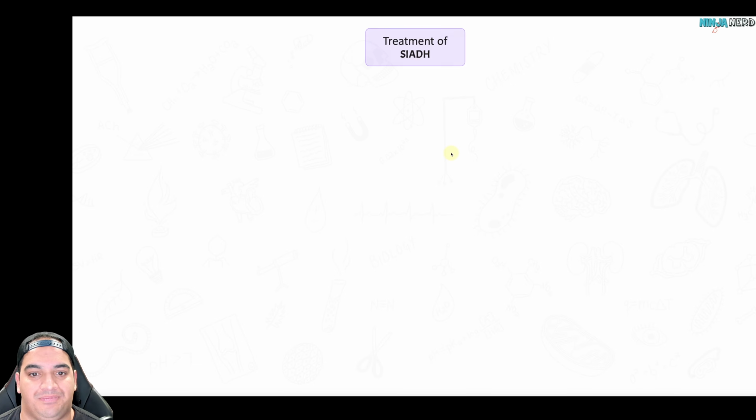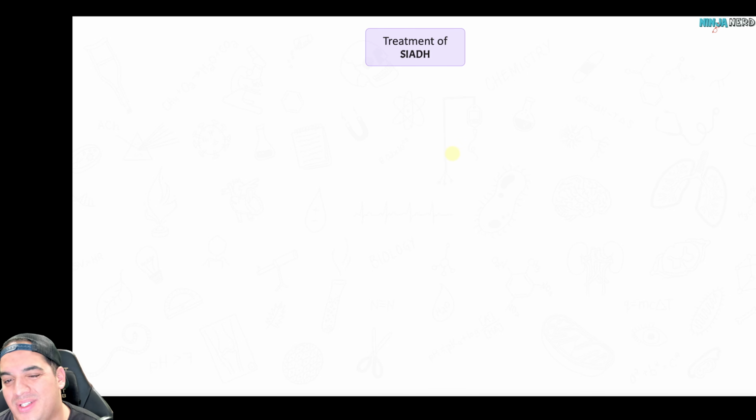How do we treat SIADH? Well, SIADH is, again, a problem with ADH production, usually from a pituitary ADH release, or it's from an ectopic focus. So it is important to treat the underlying cause of SIADH. So if it's pain, treat their pain. If it's due to particular drugs, minimize the exposure to those drugs. If it's due to COPD, pneumonia, treat those underlying diseases.